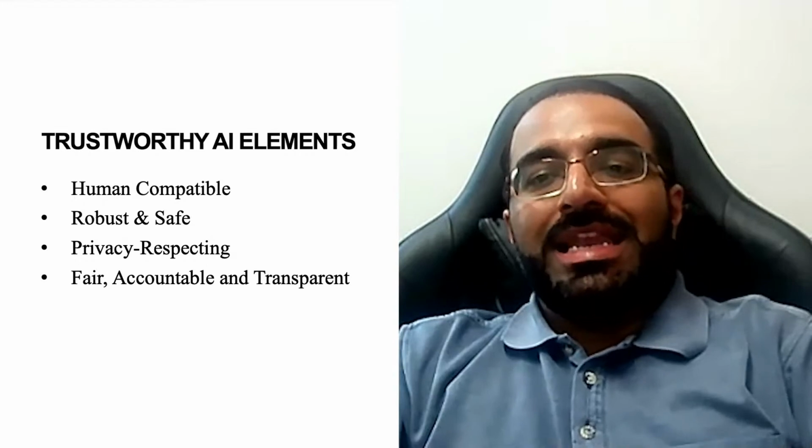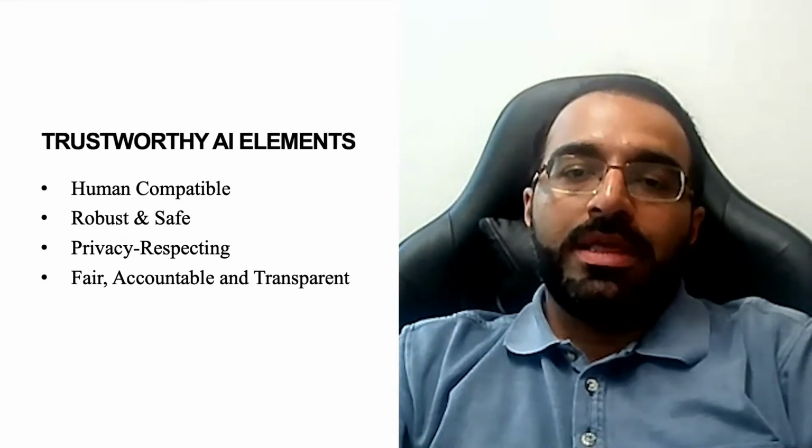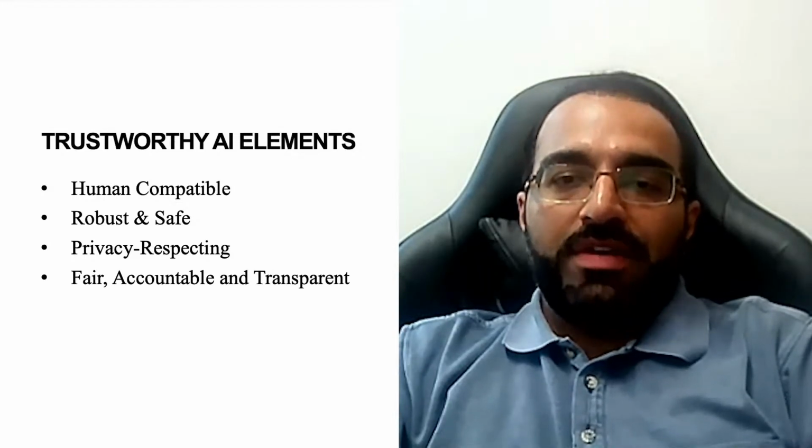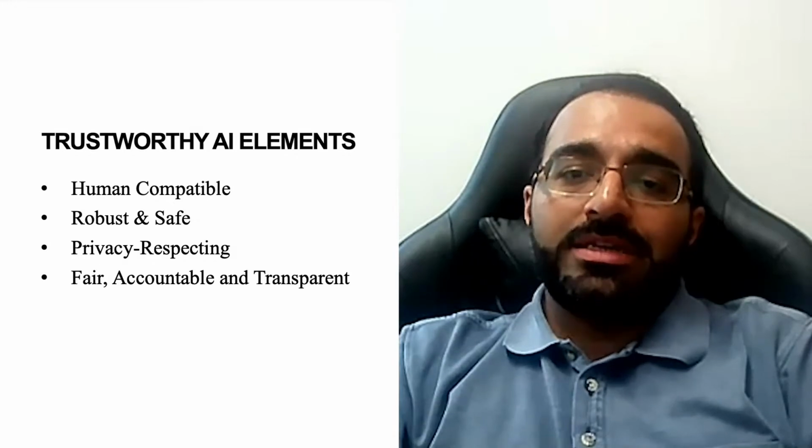And finally, the last element of trustworthy AI is to make sure that AI is fair, accountable, and transparent. We do not have any biases in the AI technologies, or if there are, they can be detected and addressed as soon as possible.